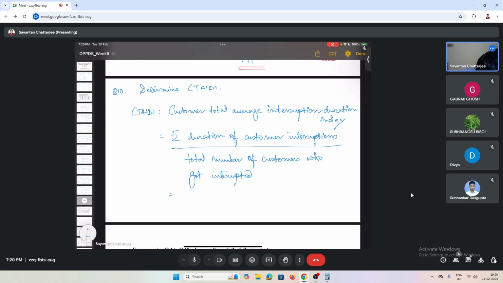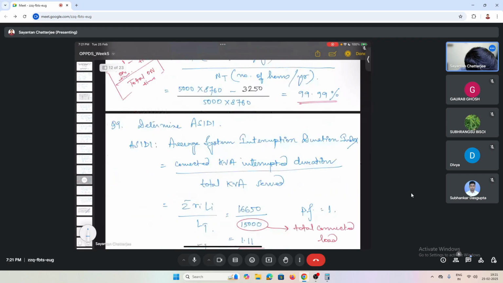Okay, so from the formula we can write it as summation of RiNi, and number of customers, total number of customers who actually got interrupted. There can be cases of one customer getting multiple interruptions, but for the time being, we need to consider in the denominator the number of customers who actually got interrupted. So we shouldn't take into consideration those customers who got interruption multiple times. Okay, so this is CN. This R can be written in small or caps, anything, because this is the RiNi.